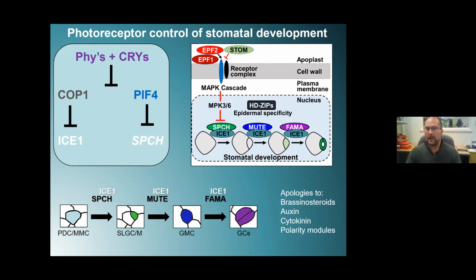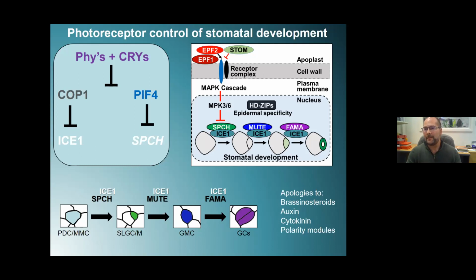Now, phytochromes are known to both perceive light and also be temperature sensors. It's not hard to make the connection, therefore, that if they're doing this in response to temperature, they may well be doing it in response to light as well. In fact, we had shown that PIF4 was involved in regulating stomatal development prior to this, but had not made this mechanistic link. So here we have two ways where photoreceptors, and I should say the cryptochromes are involved as well, from another study, can regulate this stomatal developmental pathway.